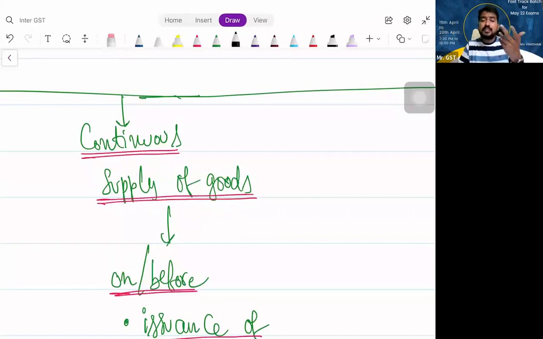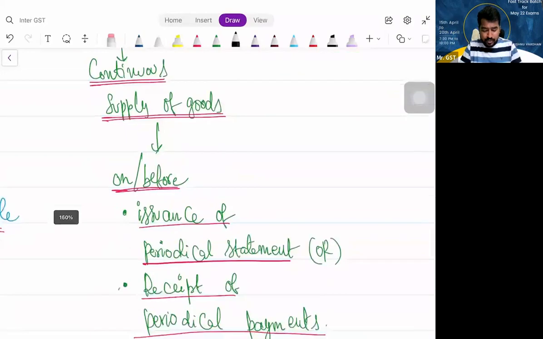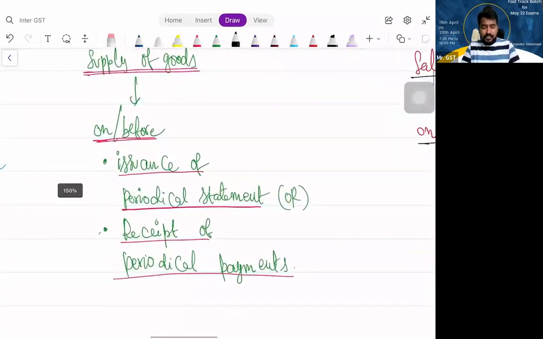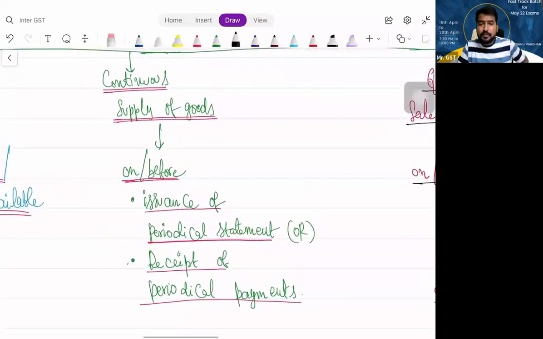In such cases, what is the time limit to raise invoice? Look at the screen and tell me. On or before issuance of periodical statement or receipt of periodical payments. Who is the supplier here in the example? Vishnu sir is the supplier, correct? Mr. Vishnu, the supplier, will keep on giving you a statement monthly, a periodical statement.